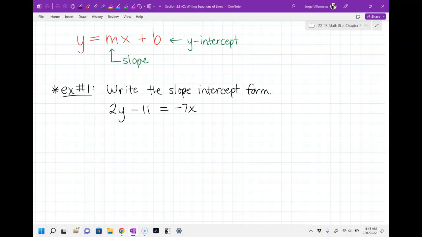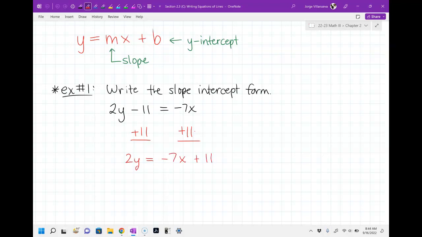What should I move? Yeah, I can move the 11, right? So let's add it. Let's add 11 to both sides. Now remember, you cannot add 11 and the 7x, okay? Those are not like terms. So you just get to put them together. So right now we get 2y equals negative 7x plus 11.